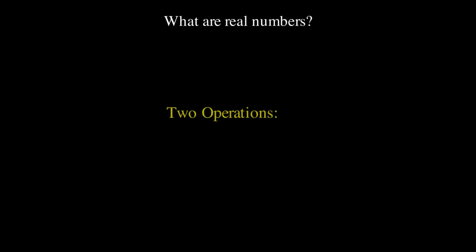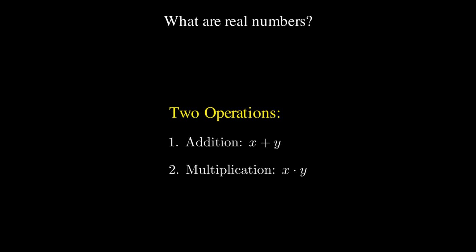Let's begin with a fundamental question. What exactly is a real number? We work with real numbers every day, but what properties define them? The answer lies in 6 axioms that describe 2 operations: addition and multiplication. The field axioms are divided into 6 fundamental rules. Let me introduce them one by one.